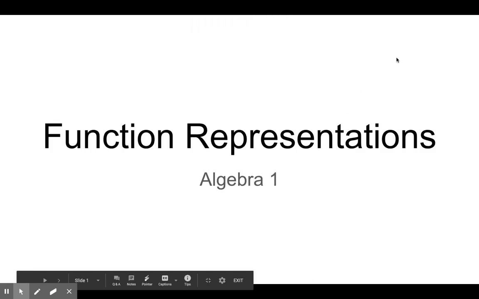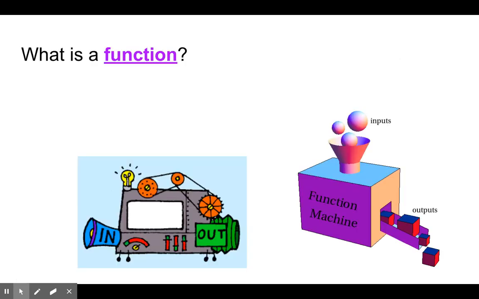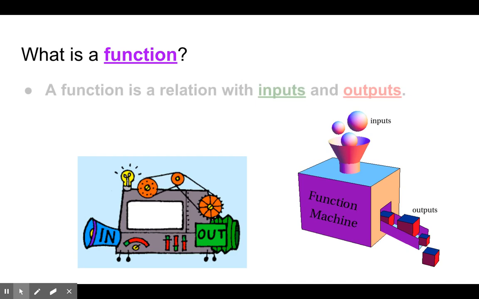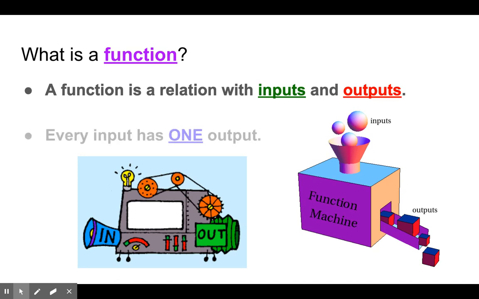Everyone, this is Mrs. Richart, and today we're going to look at function representations. So to remind everyone, what is a function? We're thinking about a function like a machine, specifically a vending machine. A function is a relation with inputs and outputs. Something goes in and something comes out. Every input has one output. That is our definition of a function.